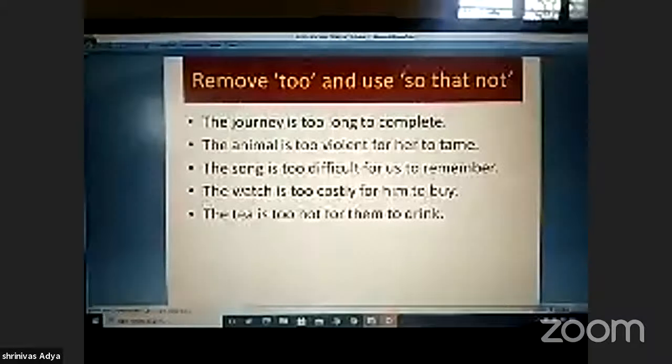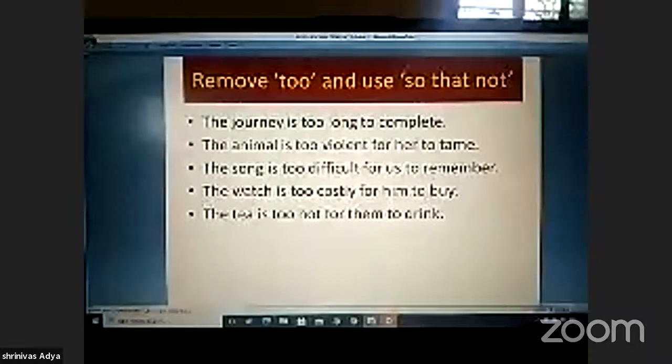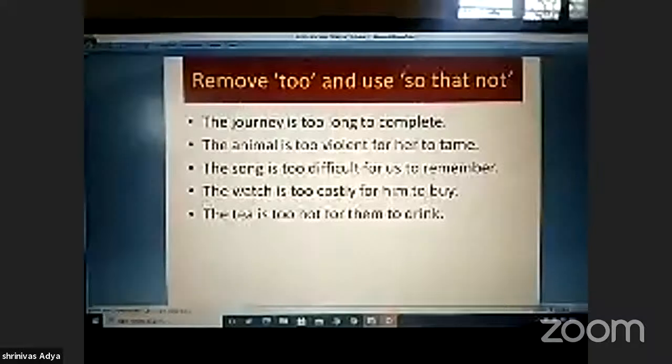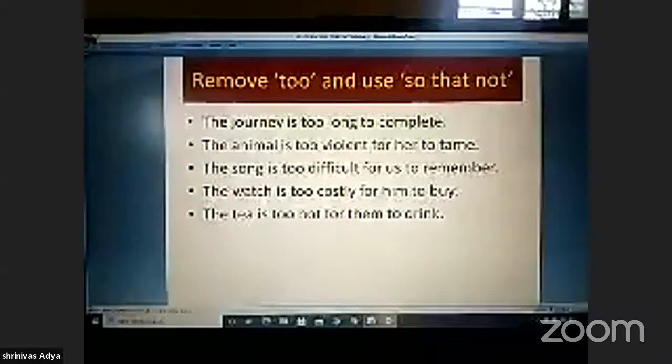The song is so difficult that we cannot remember it. Correct. Good. It's so difficult that, see, us has changed to we. We cannot remember it. Next.